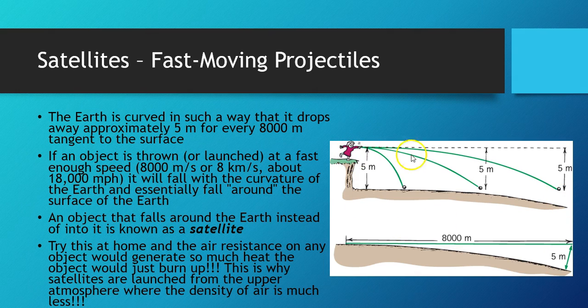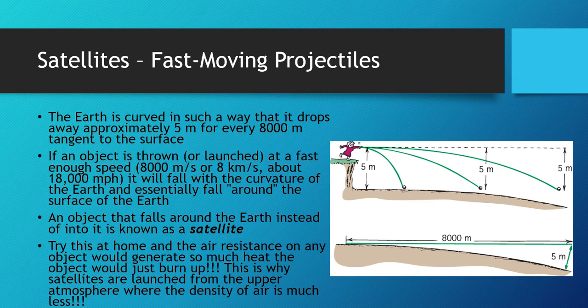Now, if we throw this thing fast enough, and that object can somehow travel 8,000 meters in a second, then it's not going to appear to fall. The curvature of the Earth will move out from under it. So as the object falls, the Earth itself falls with it. Right? It moves away with it. And so the object will essentially fall around the surface of the Earth. And any object that falls around the Earth, instead of falling into the Earth, we call that thing a satellite.